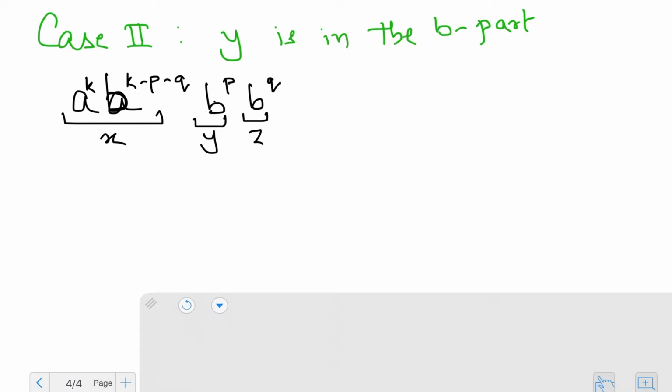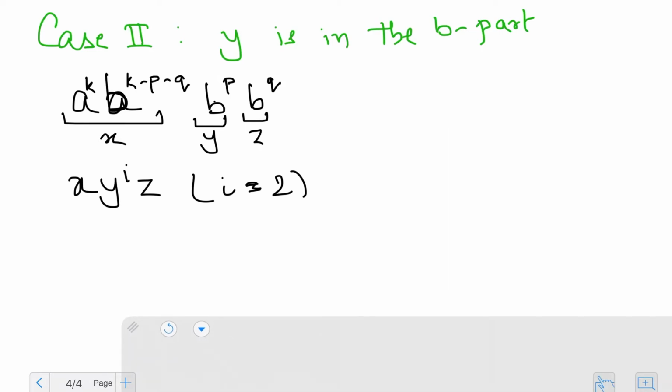So what we do now is we take some i. So we want x y to the power i z, and in this case we take i equal to 2. What happens now is I get something like a to the power k, b to the power k minus p minus q, because this is my x, this remains unchanged. Then I go with b to the power 2p, because I'm going to write b to the power p twice, so that's b to the power 2p followed by b to the power q.